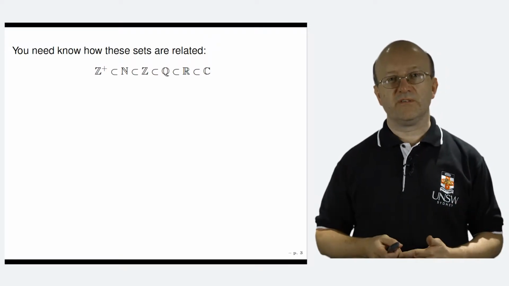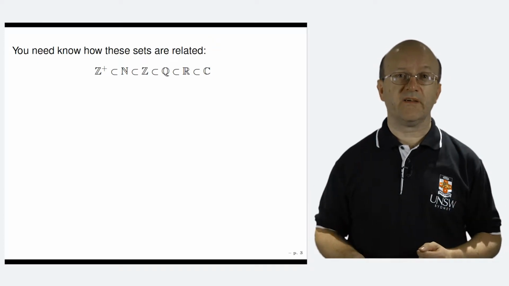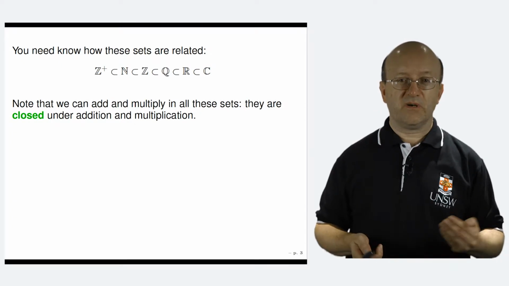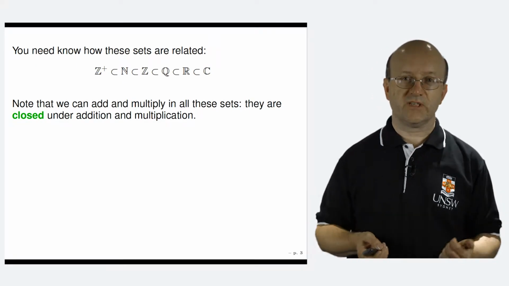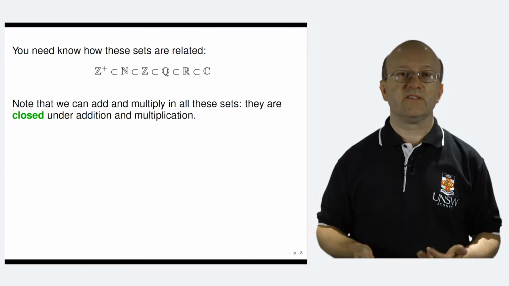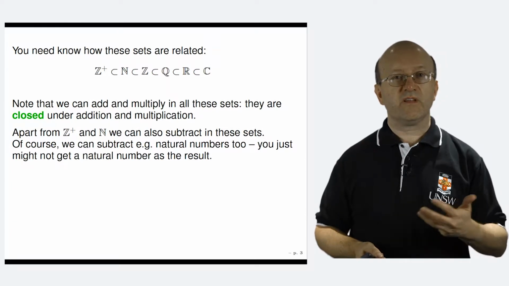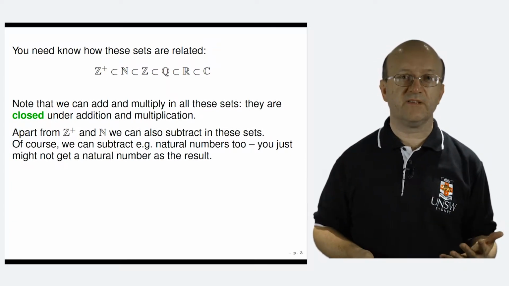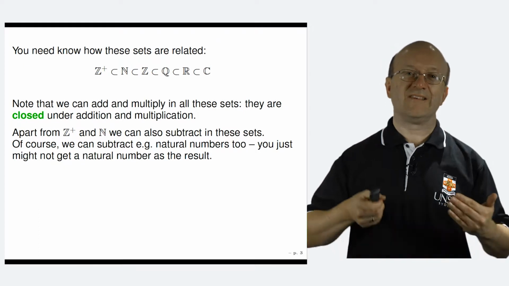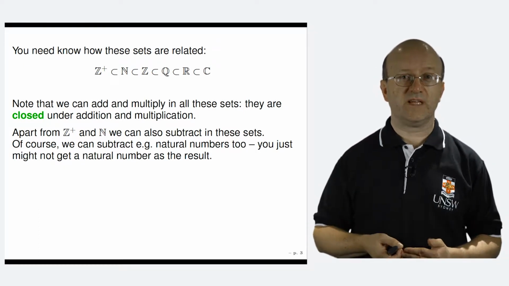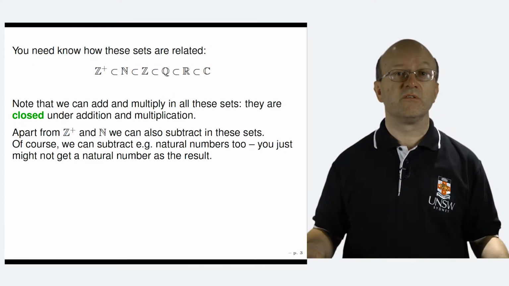Now, there wouldn't be very much point to number theory if all we were doing was looking at the sets. We have to look at how we take elements of the sets and combine them together. You should know, of course, that we can add and multiply in all of these sets. If we add two natural numbers, we get another natural number. If we multiply two rational numbers, we get another rational number. We say that these sets are closed under addition and multiplication. And we can also subtract in these sets, apart from in the naturals and in the positive integers. If we subtract two natural numbers, we might not get a natural number out. Okay, so we can subtract natural numbers, they're just not closed under subtraction. So that's why we tend to avoid using subtraction in the natural numbers. If we want to subtract with integers, we should go to the full set of integers.